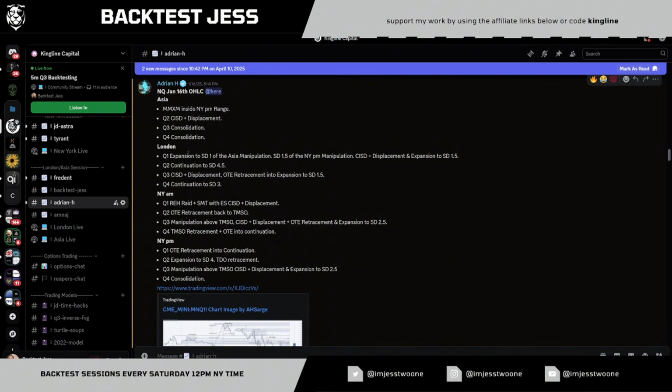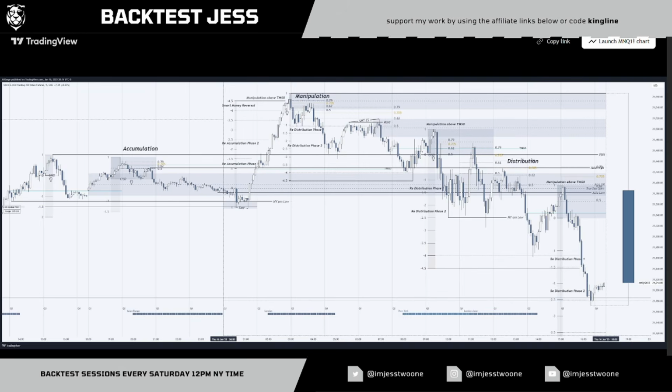Alright, so London expansion to standard deviation 1 of the Asia manipulation, SD 1.5 of the New York PM manipulation, change of state of delivery and displacement, and expansion to SD 1.5. Q2 continuation to SD 4, Q3 change state delivery displacement OTE into expansion to standard deviation 1.5. Q4 continuation to standard deviation 3. So in London, he's saying we first expand up here to 1.5, and then we expand up to 3 and 4.